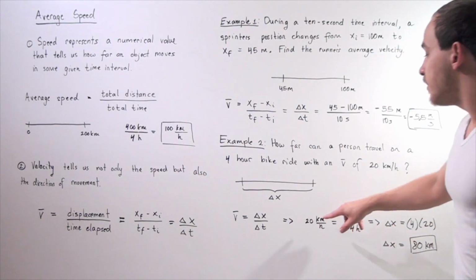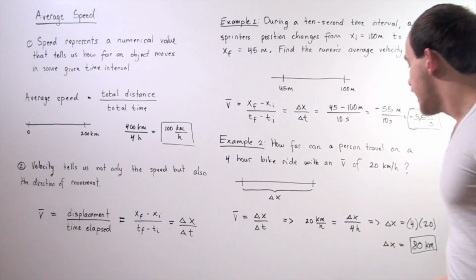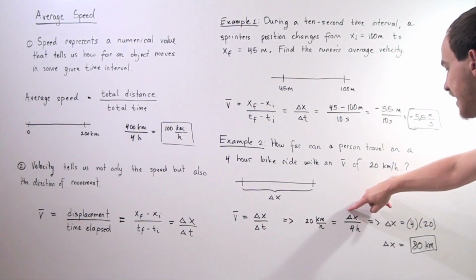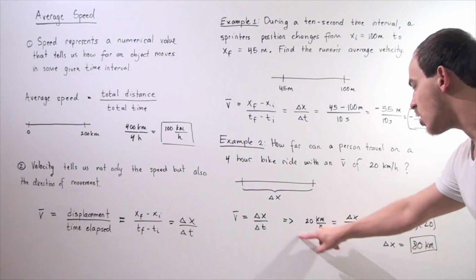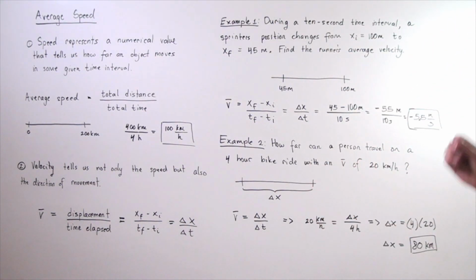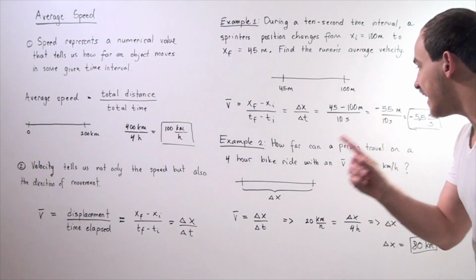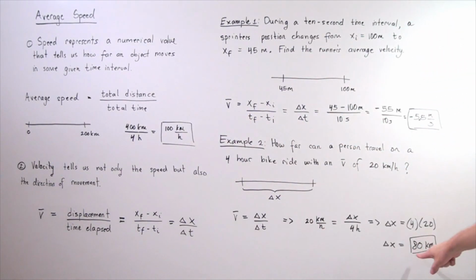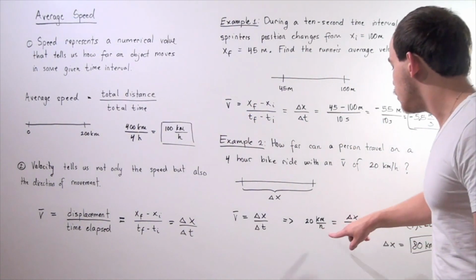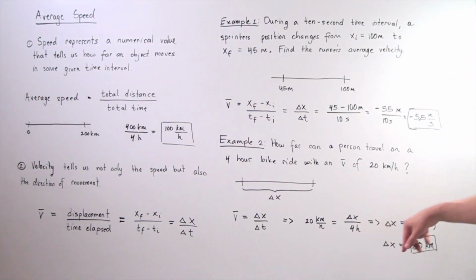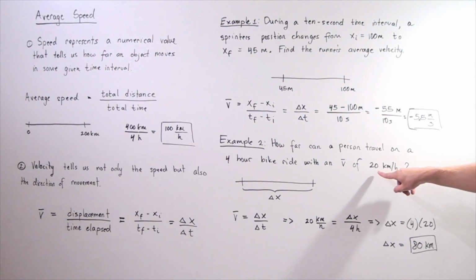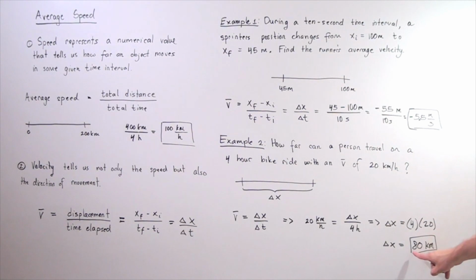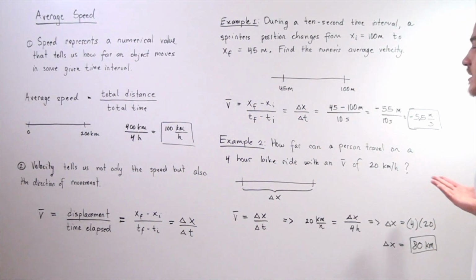That means we plug the 20 kilometers per hour in for the v, and we plug the 4 hours in for the change in t. And we get 20 equals change in x divided by 4. So we multiply both sides by 4, and we get our change in x, or displacement, how far the person on the bike traveled, was 80 kilometers. Notice, since we have 4 hours and we're given the average velocity in 20 kilometers per hour, we don't need to convert anything. The hours simply cancel and we get 80 kilometers for the distance our bike traveled.